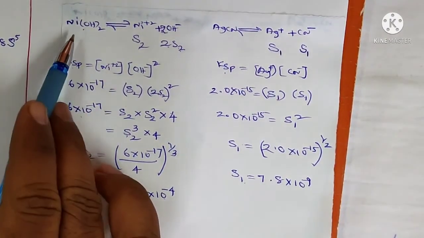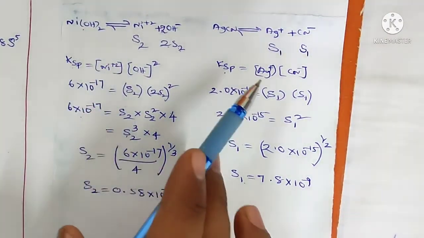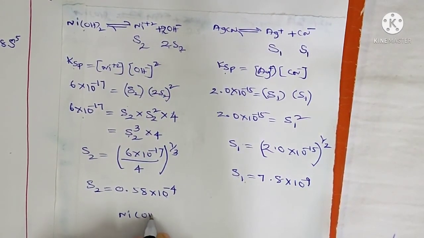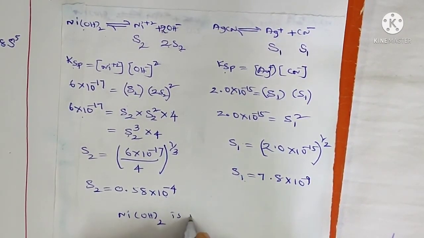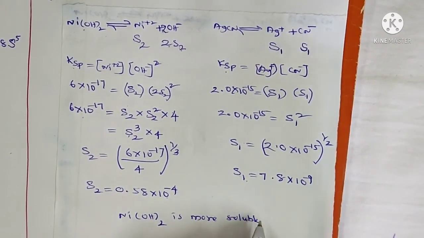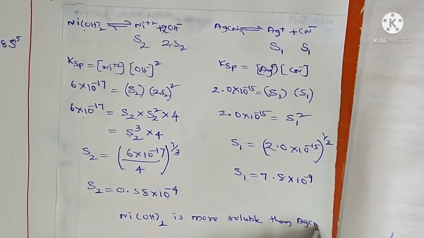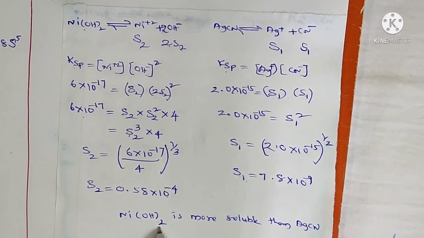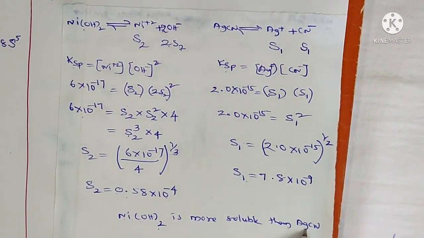So here the S2 value is more than the S1 value. So that nickel hydroxide is more soluble than the AgCN. So Ni(OH)2 is more soluble than AgCN, because Ni(OH)2's molar solubility value is more than that of AgCN.